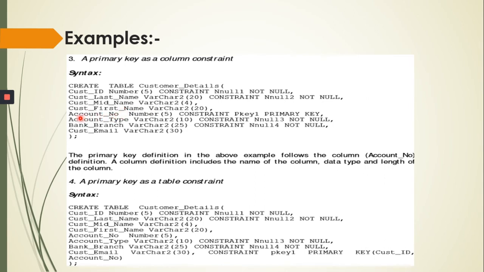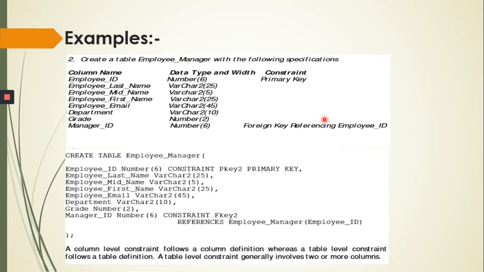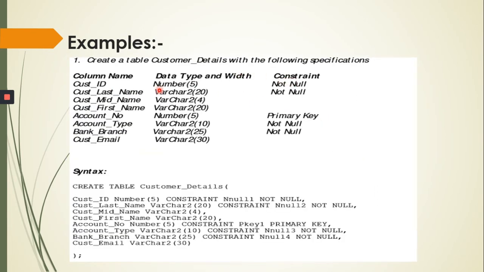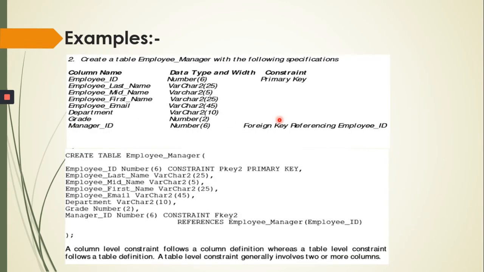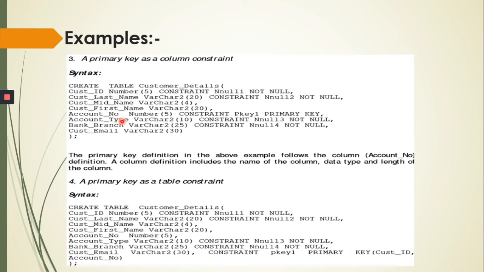Here I am going to make account number as a primary key. In the previous example I made the employee ID a primary key. Here I make the account number a primary key. So see here, account number 5, constraint primary key. Account type varchar 2, constraint not null.